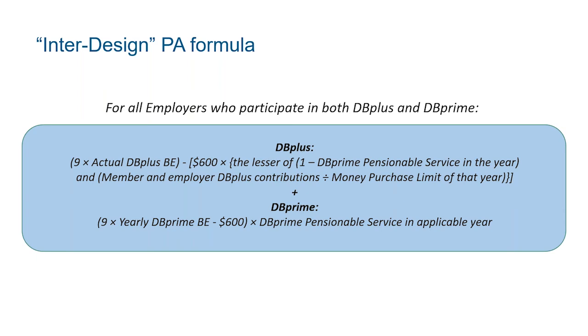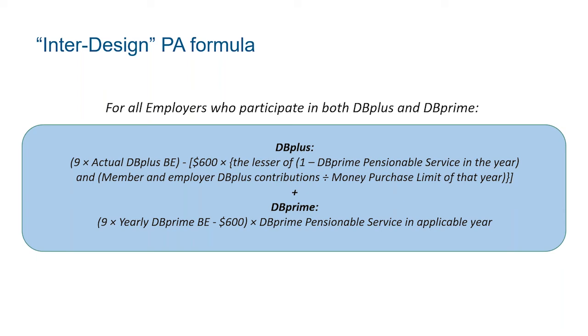In addition, we have also developed a specific interdesign PA formula. It may look complicated, but when it comes down to it, it is really simple. This formula works by calculating two separate PAs. One for the DB Plus portion using a slightly altered version of the new DB Plus PA formula, and the other PA for the DB Prime portion of that year using the current unchanged DB Prime PA formula.